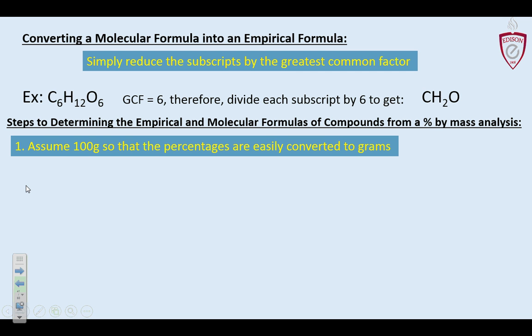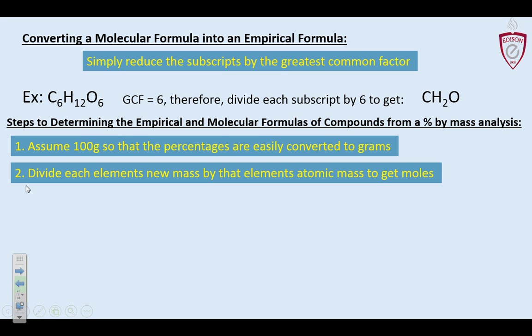First step, we're going to assume 100 grams in our sample, so that I can easily convert those percentages right into grams. Right. If it says 36% carbon, I can say, oh, 36 grams of carbon. Right. Because I assumed 100 grams. So there's the starting point. Assume 100 grams, so those percentages become grams.